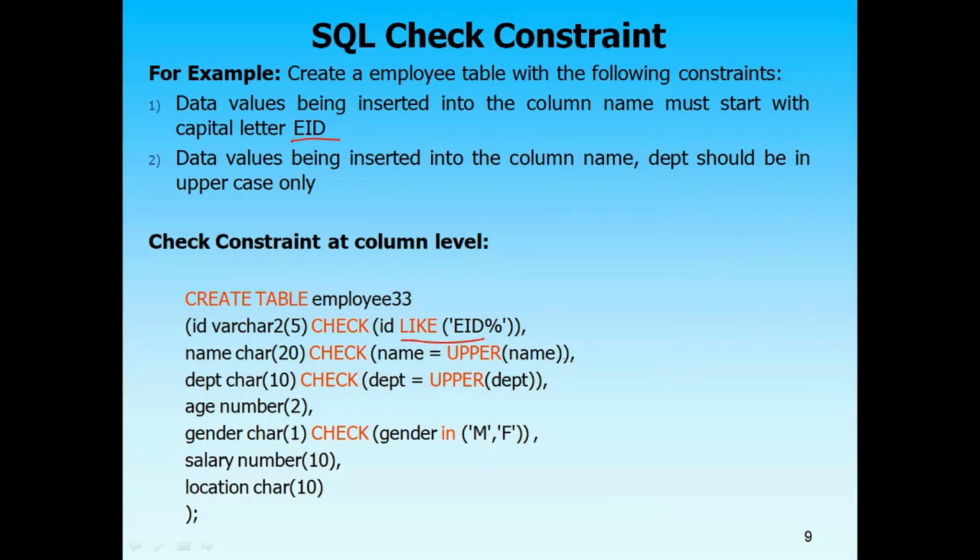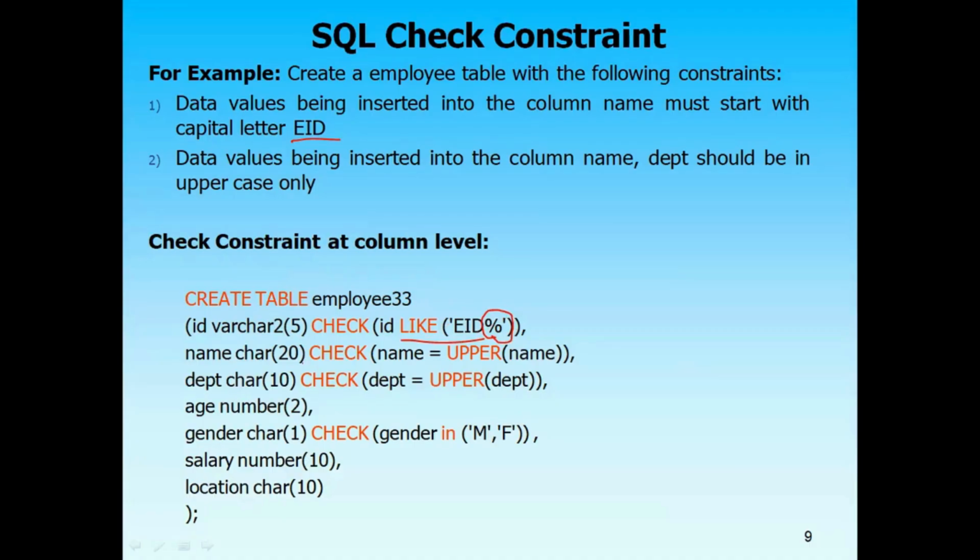So what does percent indicate here? This wildcard character indicates that after EID there can be any letter or number. Not only numbers, any value can come after EID. So percent indicates any number of values and any value. It can be character or numerical. That is the meaning of percent here. So my string will start with EID, and after EID there can be any value. With the help of the like operator, you can add such a constraint, and you can also retrieve data with the help of the like operator.